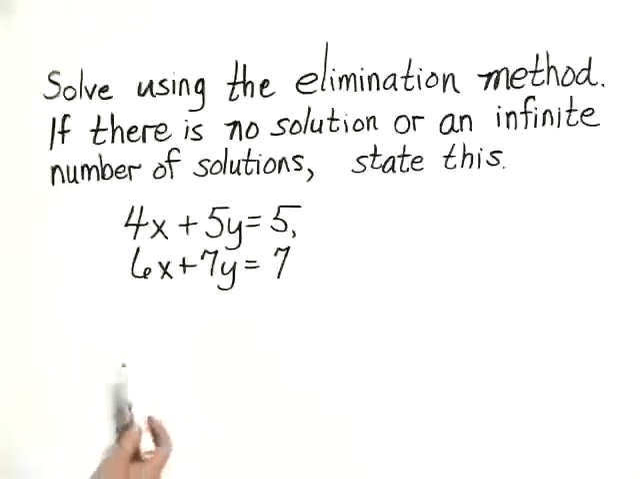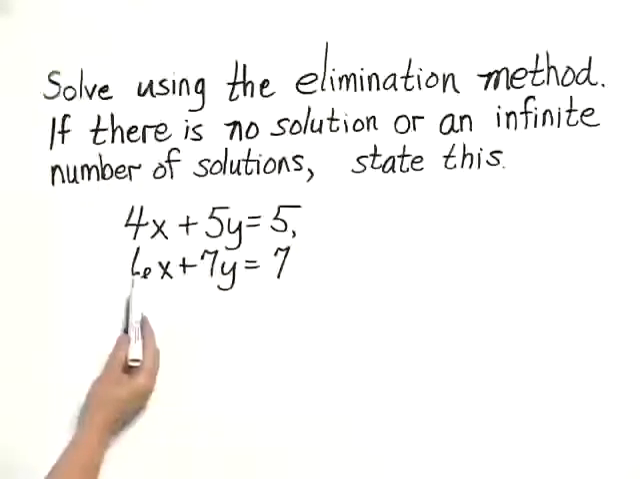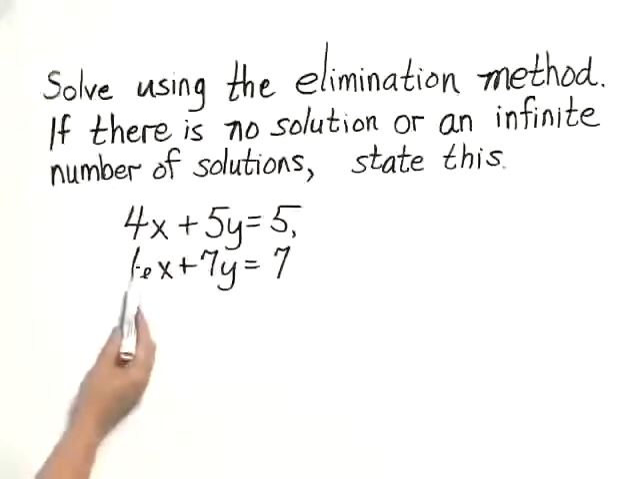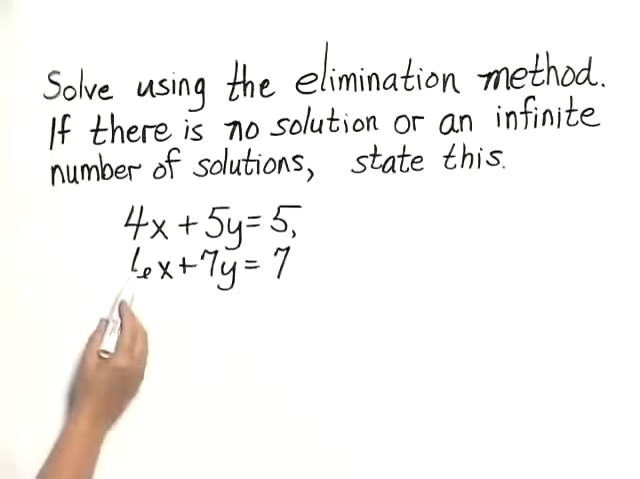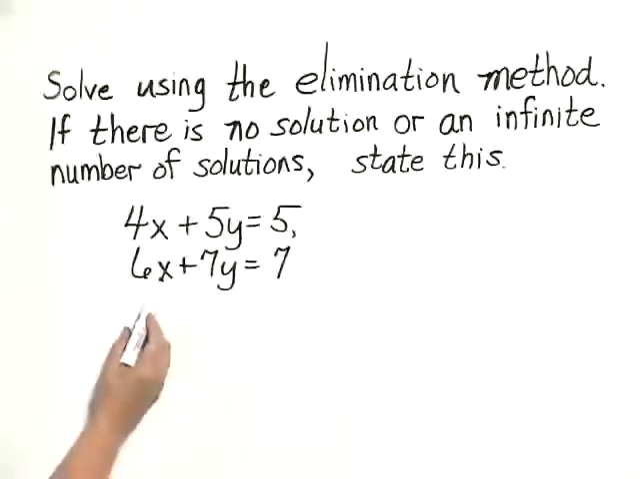To use the elimination method, we would have to have coefficients of a variable that are opposites. 4 and 6 are not opposites, 5 and 7 are not opposites. So I'll have to multiply the equations in order to write them in a form such that the coefficients are opposites. Let's choose to eliminate the x.